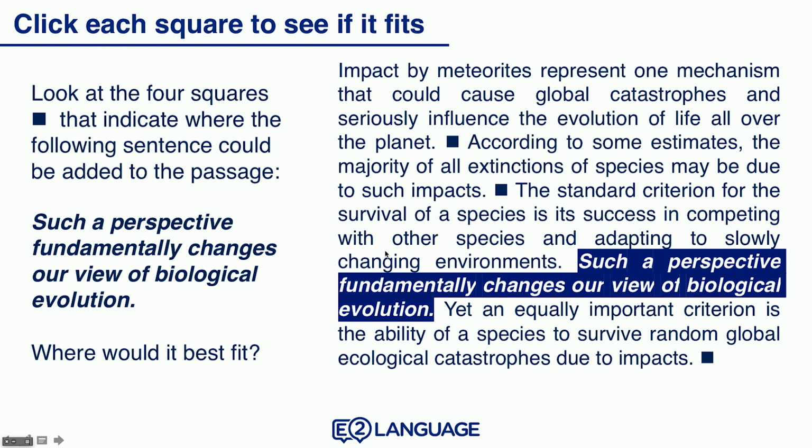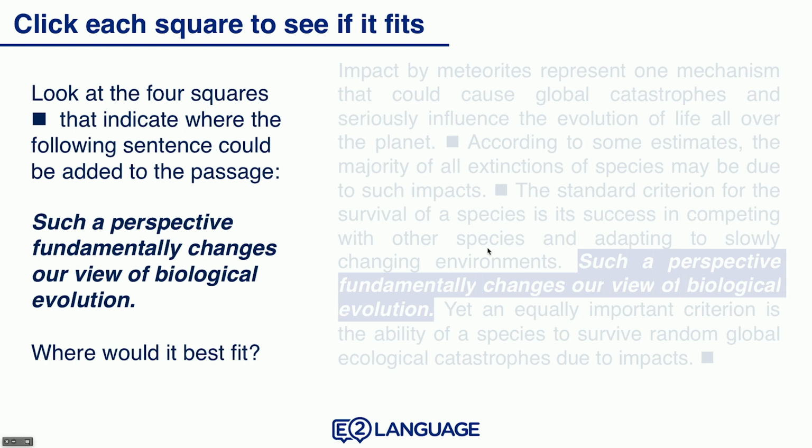The standard criterion for the survival of a species is its success in competing with other species and adapting to slowly changing environments. Such a perspective fundamentally changes our view of biological evolution. Doesn't quite work, does it? Especially that last bit, about how it fundamentally changes our view of biological evolution. Let's try the final square.